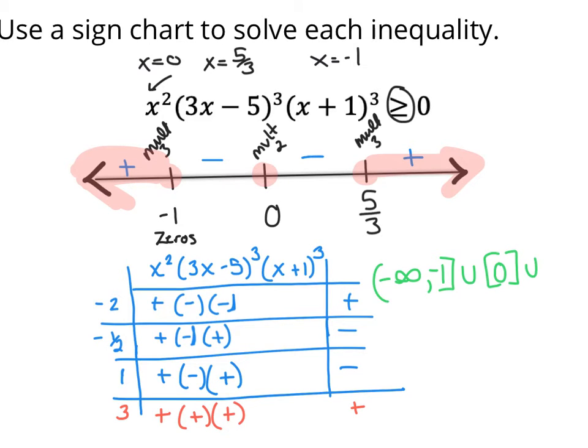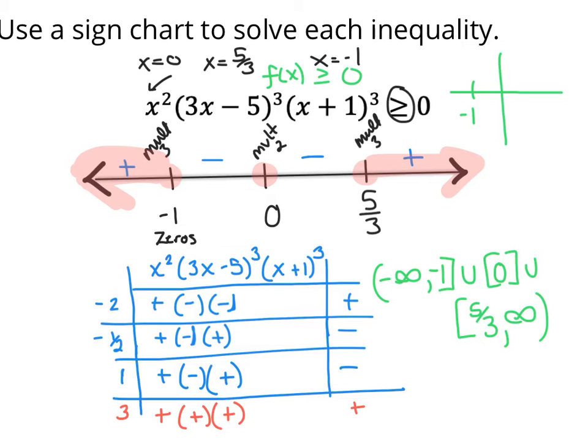union 0, union 5/3 to infinity. Now for just a second, think about this as if it were a function. So on the left, if this were the function f of x, and I'm saying where is f of x greater than or equal to 0, think about what you know as far as end behavior and zeros.